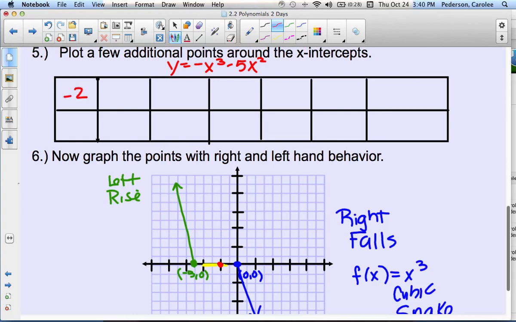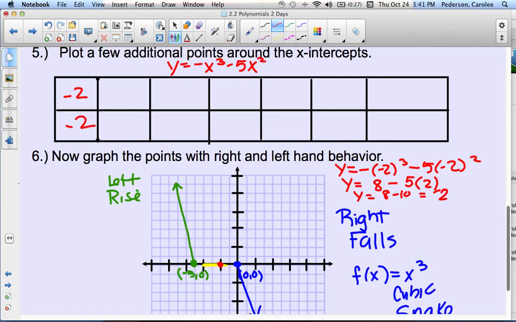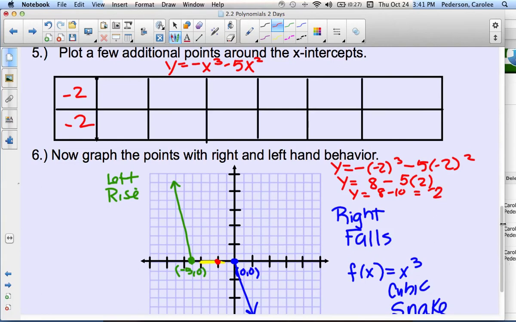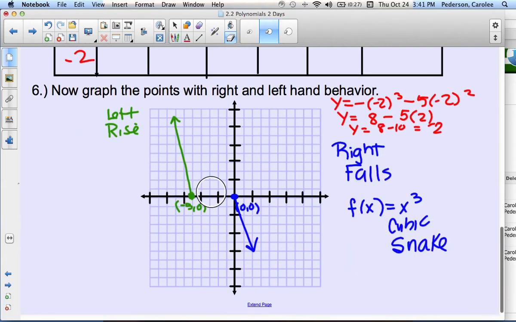So I plug negative 2 into the function. I'll just go off to the side here. y equals negative of negative 2 cubed minus 5 times negative 2 squared. Negative 2 times negative 2 times negative 2 is negative 8, and the negative in front makes it positive 8. And then negative 2 times negative 2 is positive 4, times negative 5 is negative 20, which gives negative 12. So that is the ordered pair we get when we graph. Let me erase this yellow and red stuff here. At x equals negative 2, we're down at negative 12.